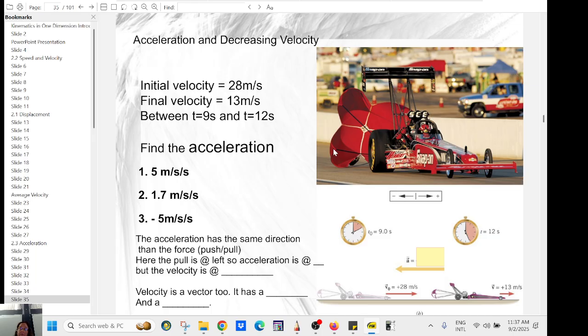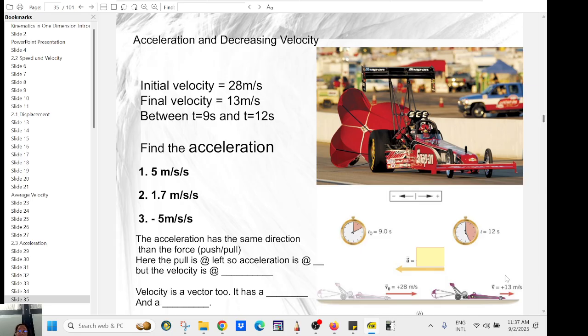So it's those cars, they cannot stop with a brake, because otherwise it will catch fire. I mean, there will be too much friction. It's not enough to stop the car, so they use those parachutes here. They go from 28 to 13. This is the starting point. This is the last point. When you start your stopwatch, you start at 9 seconds, stop at 12 seconds. What's going to be the acceleration? Yes, -5. Do you all agree?